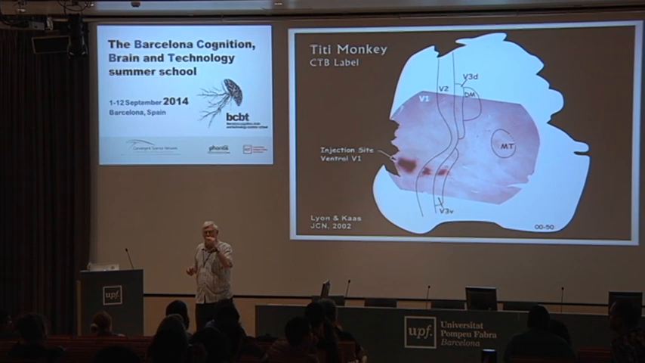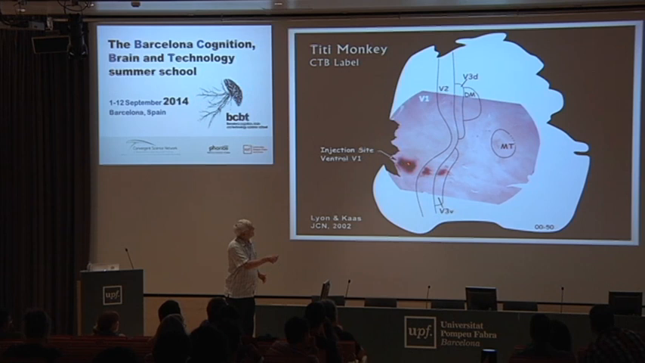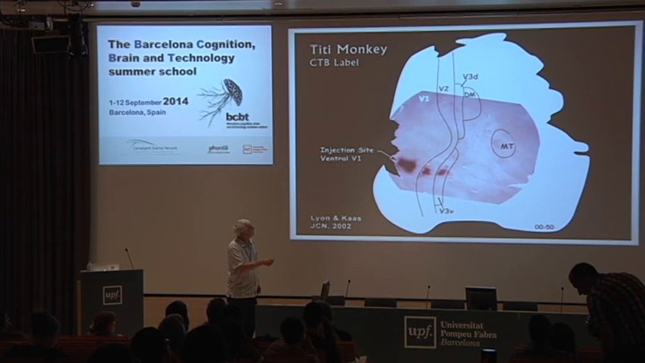So inject a tracer right here. This was done by David Lyon, who's now just got tenure, so he's coming along. He injected here, and then they process the brain. And the neurons here are transporting whatever was injected. This is probably a cytochrome oxidase, a cholera toxin fragment B.